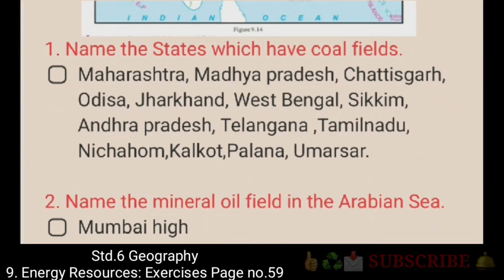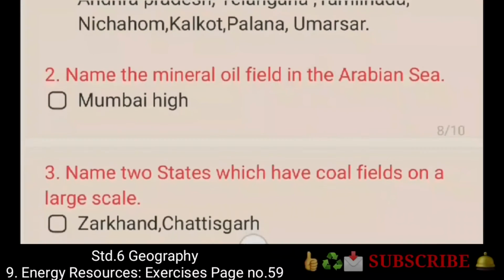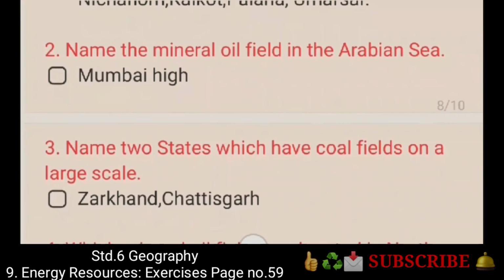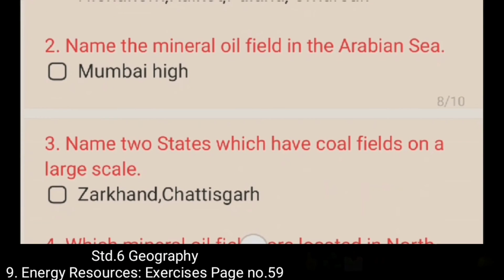Maharashtra, Madhya Pradesh, Chhattisgarh, Odisha, Jharkhand, West Bengal, Sikkim, Andhra Pradesh, Telangana, Tamil Nadu. The second one, name the mineral oil field in the Arabian Sea. Mumbai High.